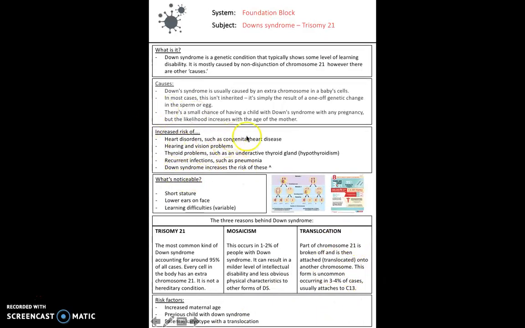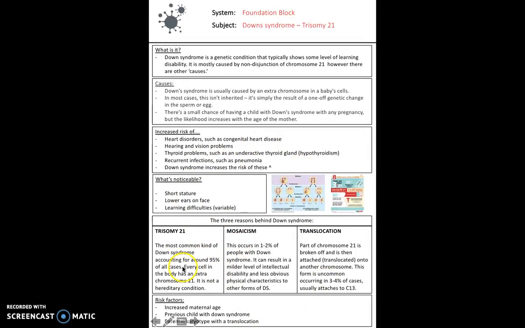Those patients with Down syndrome have an increased risk of heart disorders such as congenital heart diseases, hearing and vision problems, thyroid problems such as an underactive thyroid gland, recurrent infections such as pneumonia, and Down syndrome increases the risk of all of these conditions. So what's noticeable when you look at a patient with Down syndrome? They often have a shorter stature than others, with lower ears on the face. And often as well they suffer from learning difficulties, but this can vary from individual patient to patient.